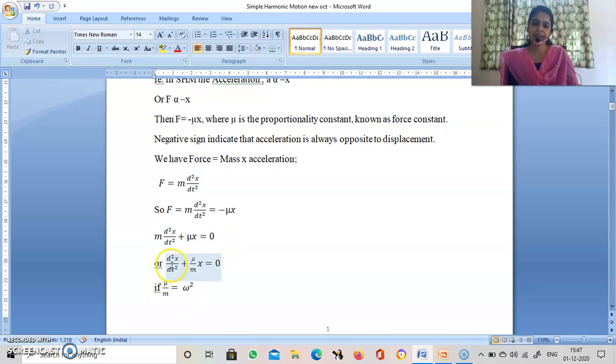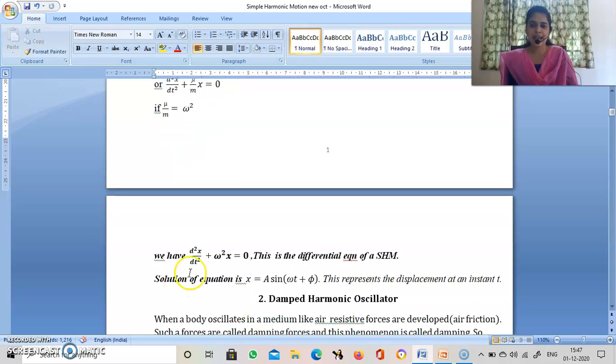So what we get is d square x by dt square plus mu by m into x equals 0, where mu by m is a constant and we put it as omega square, where omega is the angular velocity of the system or the oscillator. So omega equals root of mu by m. We can write the equation as d square x by dt square plus omega square x equals 0. This is nothing but the differential equation of a simple harmonic oscillator.